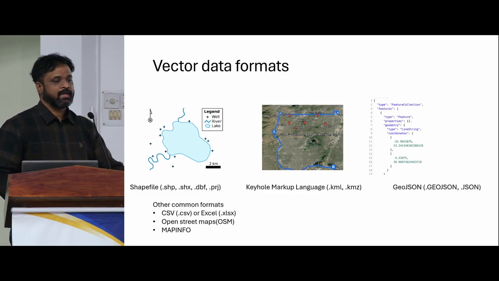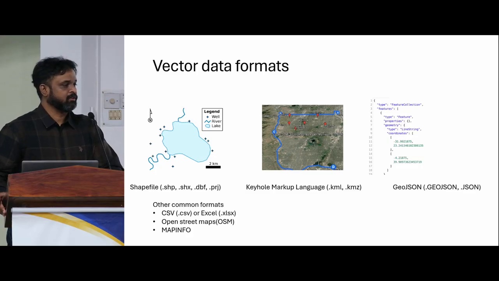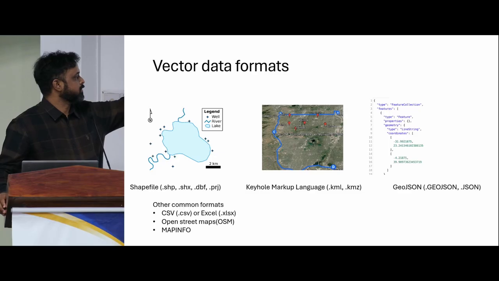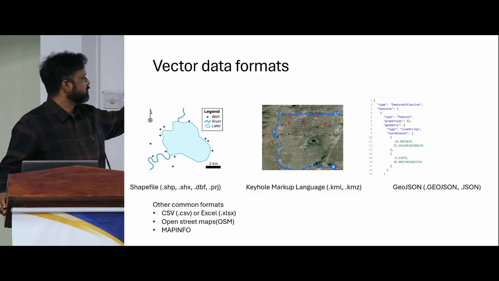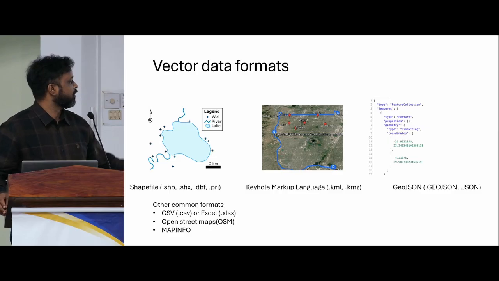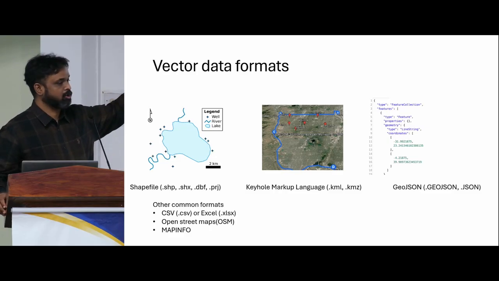Then Google has its own proprietary vector format. So if you're using Google Earth or Google Maps, you'll see KML or KMZ, which is Keyhole Markup Language. And you can see that's how it will be stored. Generally speaking, they're mostly the same. They are storing point information or line information.